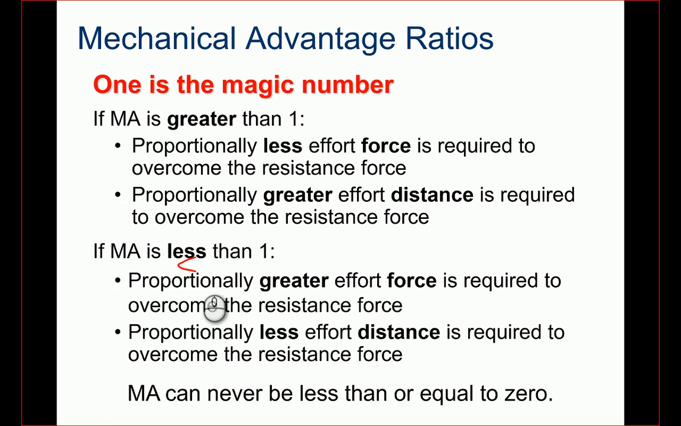So here, if you want to do that real quick, AMA is FR over FE, right? If anything was 0, this wouldn't work. That means that something isn't happening, and it's not a system then.